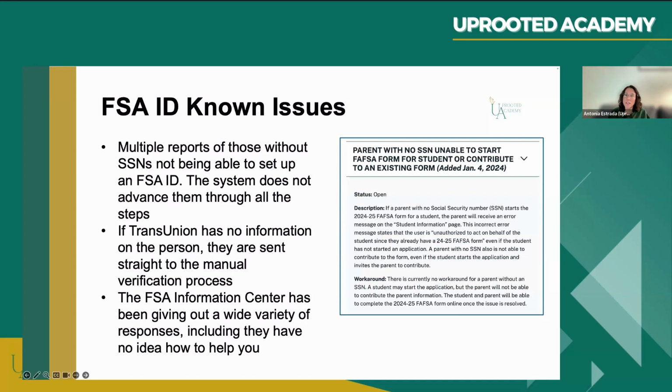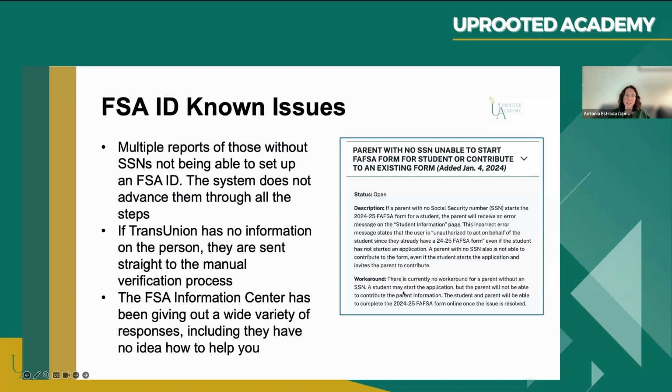So this problem is detailed on the issue alerts page. As you see here, it was added on January 4th. As you can see here, it's still open, an open issue and hasn't been resolved. Unfortunately, there's currently no workaround for a parent without a social security number.